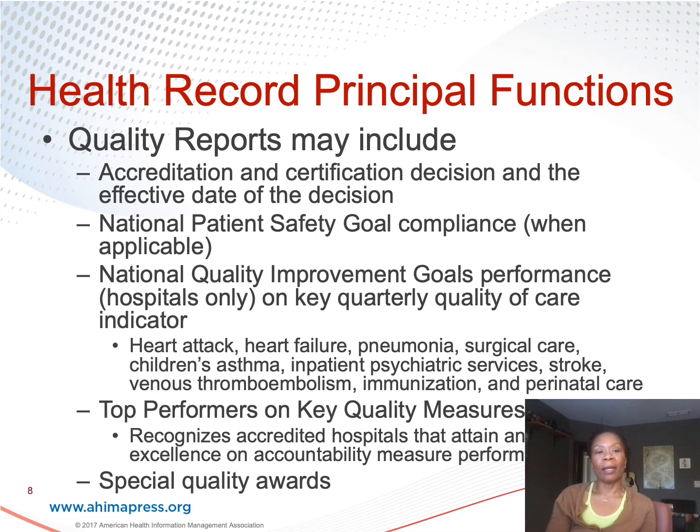Quality reports can include some of the following. They can include accreditation and certification decisions and the effective date of decisions. They will include National Patient Safety Goal compliance, when applicable, and National Quality Improvement Goals performance, which is for hospitals only, on key quality or quarterly quality of care indicators. Also, the top performers on key quality measures and special quality awards.